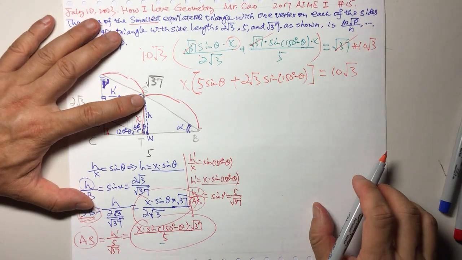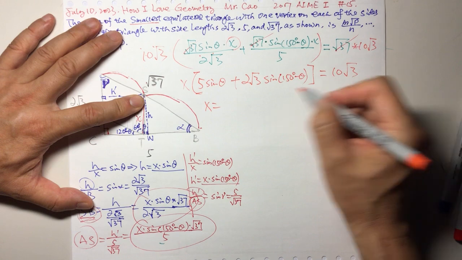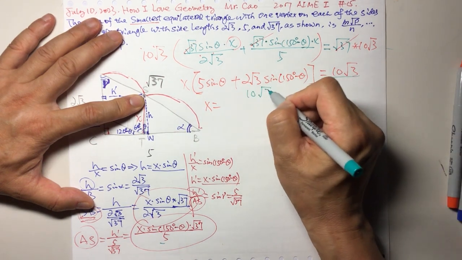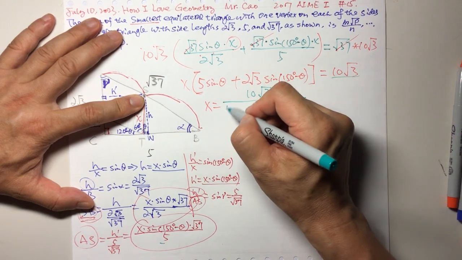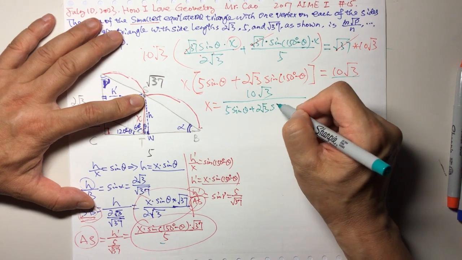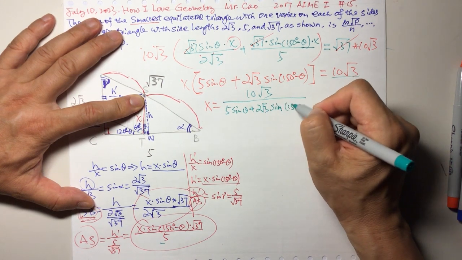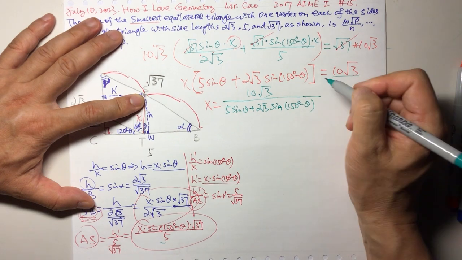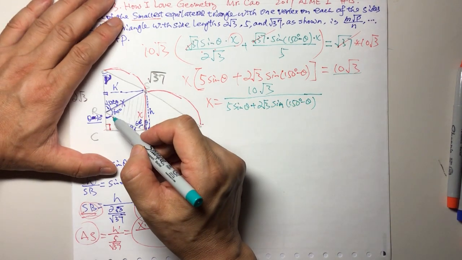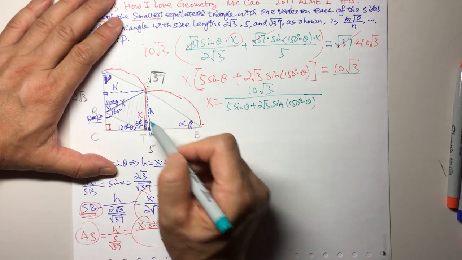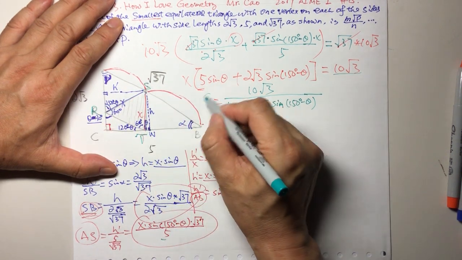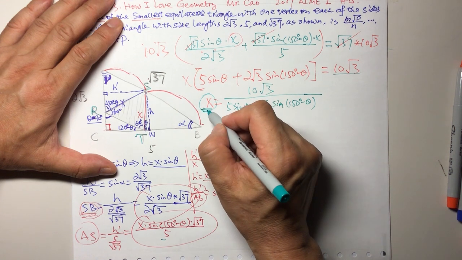So we got x equals this one, square root of 3 over 5 sine theta plus 2 times square root of 3 sine of 150 degrees minus theta, right? So if we want to find the smallest possible area for RST, that's RST, this x must be the least, right?